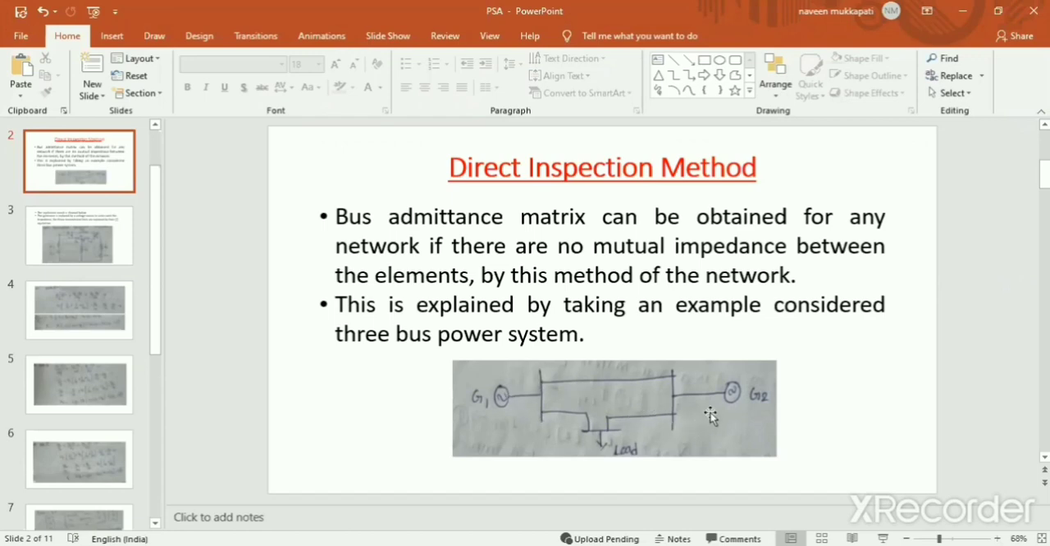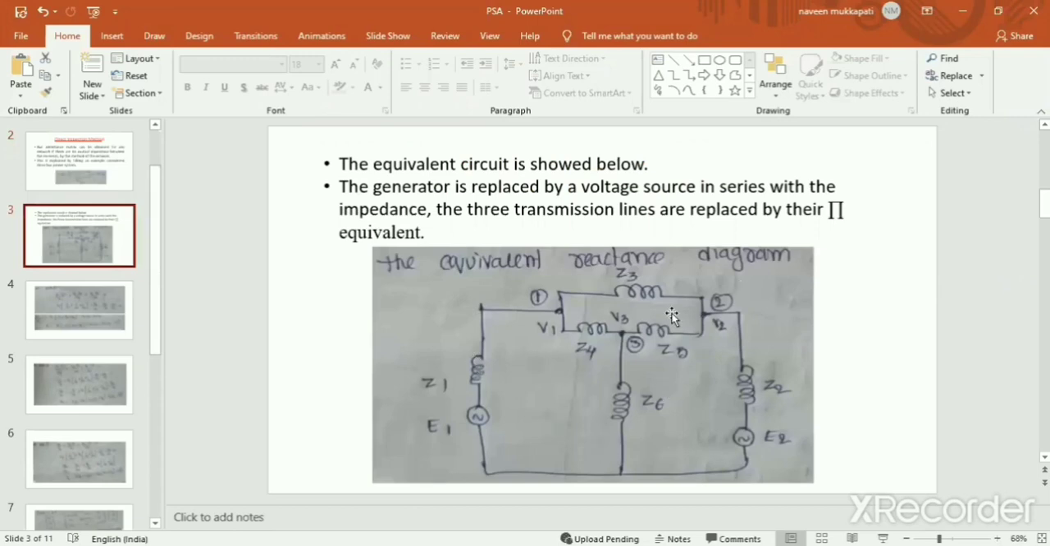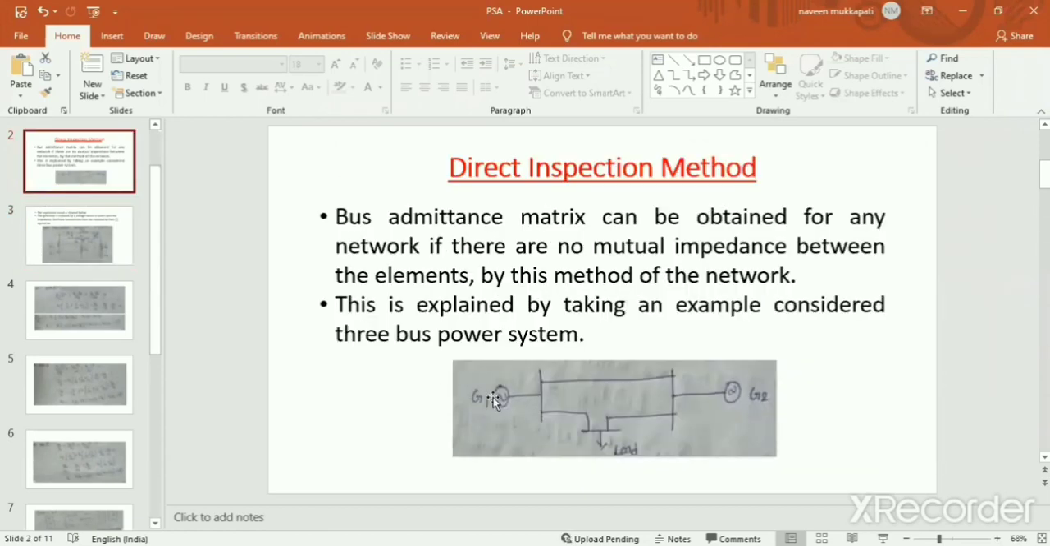By using this single line diagram, we first draw the reactance diagram. How will we draw the reactance diagram? The generator is replaced with a reactance in series with a voltage source. Similarly, generator G2 is also replaced with a reactance in series with a voltage source. Next, the load is replaced with only the reactance.